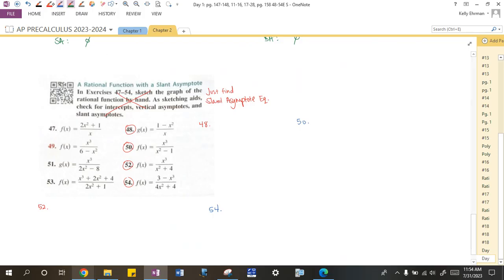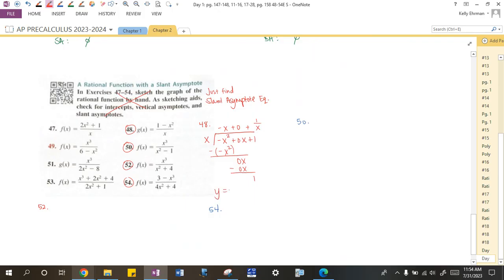So when you set this up, I'm dividing x into 1 minus x squared, but put in the correct order: -x squared plus 0x plus 1. I would multiply x by -x to get -x squared. Subtract, drop down the next one. I would multiply x by 0 to get 0x. Bring down the next one. That's a remainder. So the answer is not y equals -x plus 1 over x.